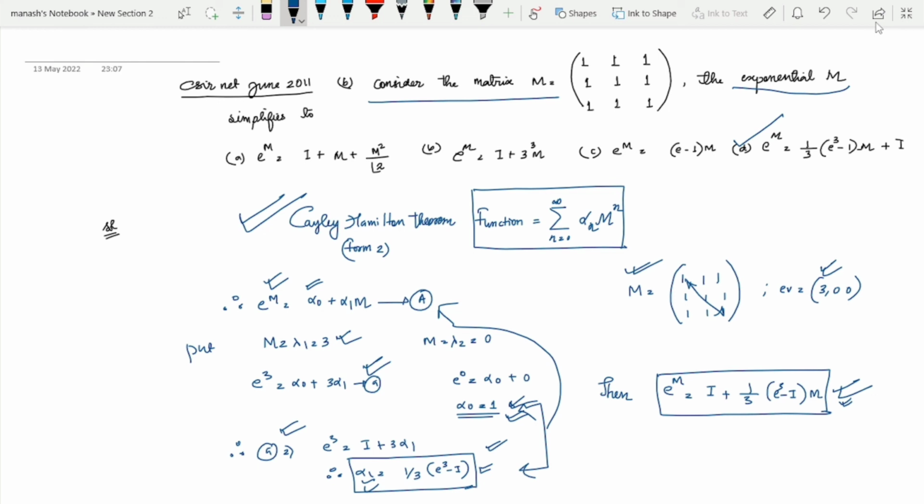So you can see that using the Cayley-Hamilton theorem, I can solve a difficult question in a less amount of time.